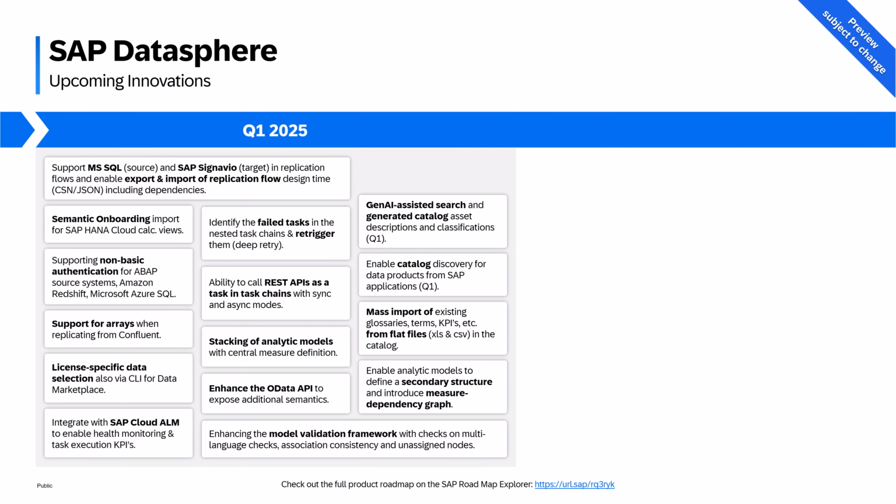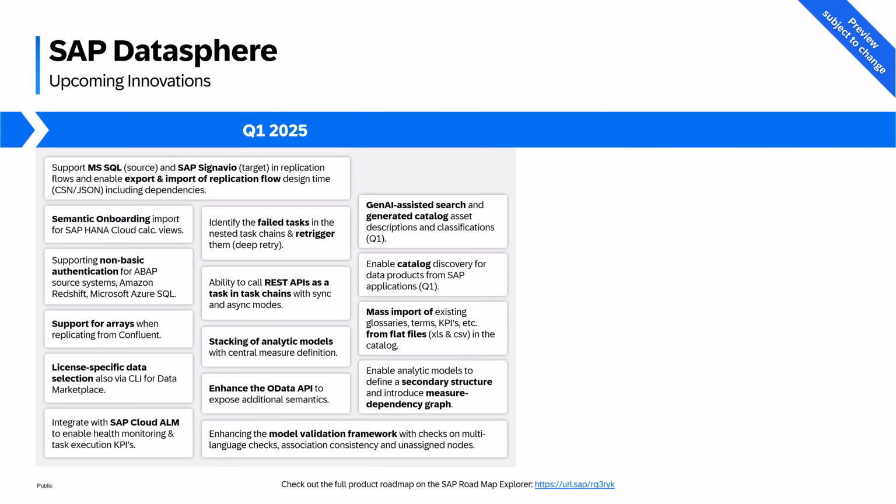We will also enable the catalog for discovery of data products from SAP applications. That's a topic we plan for Q1, where we also want to introduce data products directly managed from SAP applications and to have those now also integrated into the catalog specifically for discovery and of course for also use with Datasphere. That will be enabled then.